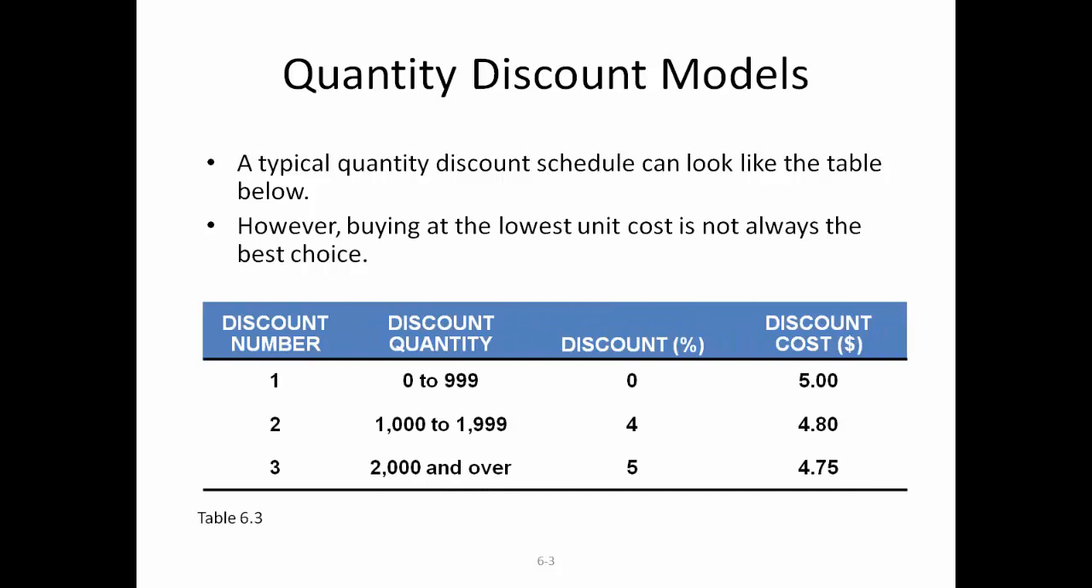So here is a typical quantity discount. In this case, if the buyer buys between 1,000 and 1,999 units, there's a 4% discount. And then for the amount of units over 2,000, there's a 5% discount. And then there's an associated cost with the discount.